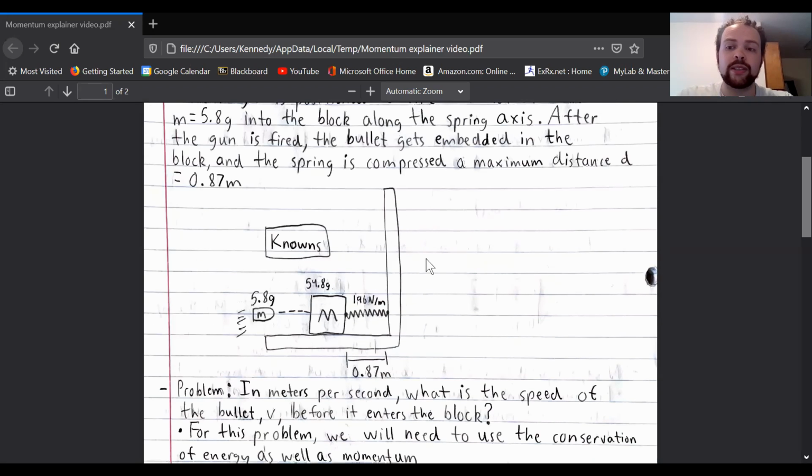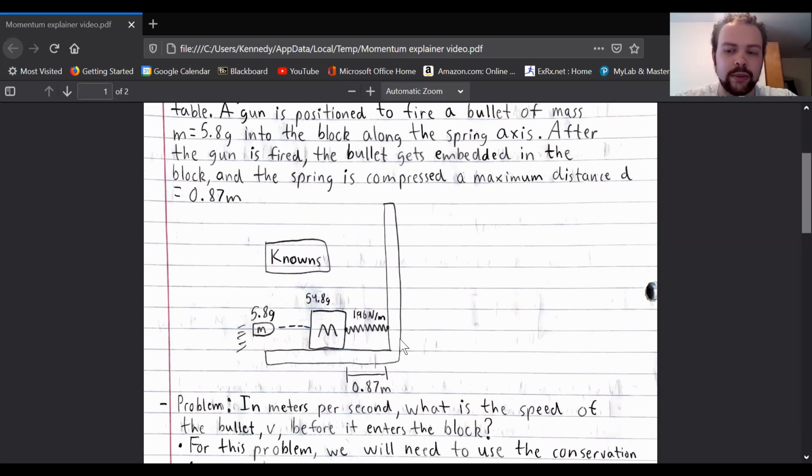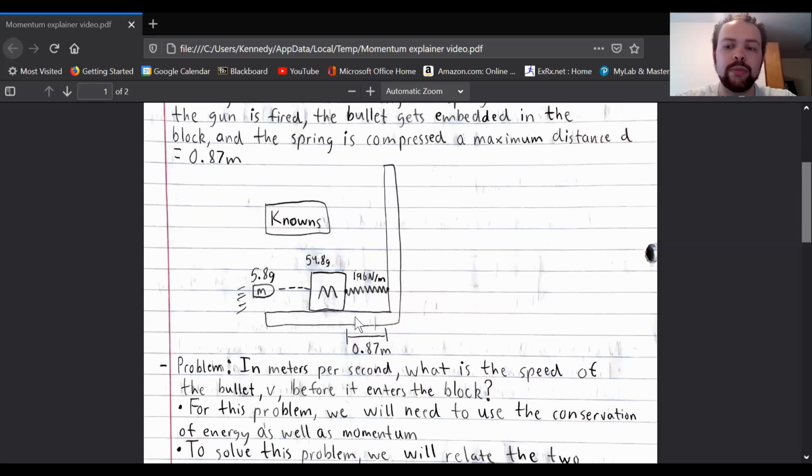And so as always, you want to start these problems with a picture of some kind to help you. So I have drawn it right here. Our knowns are the mass of the bullet, the mass of the block, and the force constant of the spring, which I put by the spring just for reference. And the distance the spring compresses is right here.